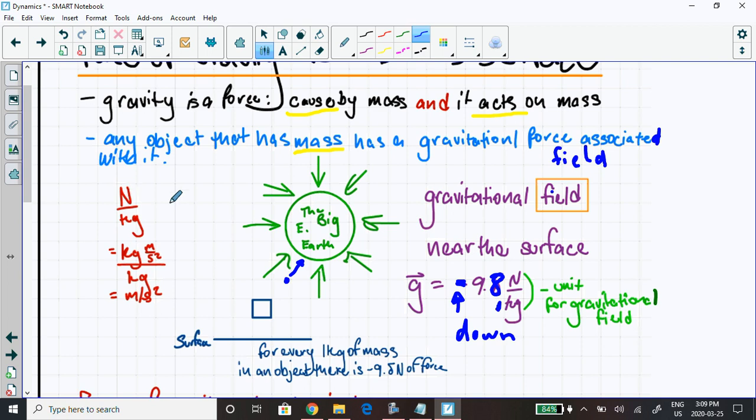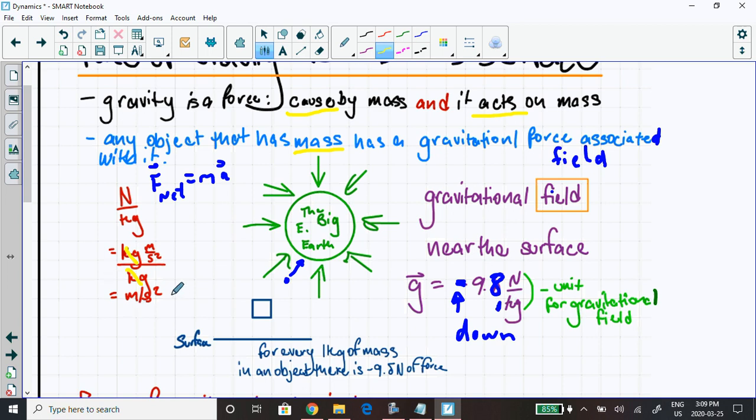Now, if we break down newtons into kilogram times meters per second squared, because that's what we can break a newton down into. Remember, F net equals ma tells us that a newton is equal to a kilogram times a meter per second squared. What we then can do is cancel out the kilograms and we're left with meters per second squared. So newtons per kilogram and meters per second squared are equivalent.